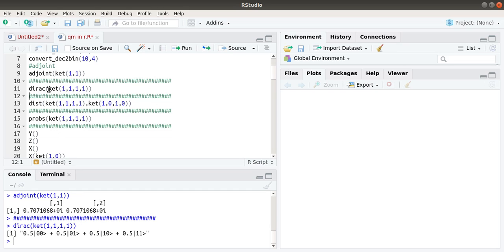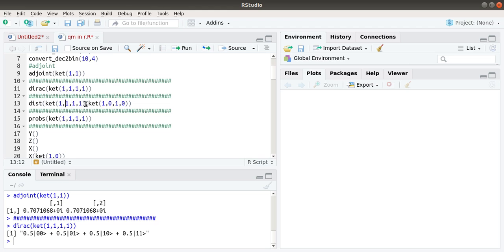And then applying the Dirac operator on this, we will get coefficient 0.5, 0.5, 0.5, 0.5 for each of these values. You can see that the squares of the coefficients, when added, give 1, that is 0.25, 0.25, 0.25 and 0.25. So the total probability of all these 4 states is equal to 1.